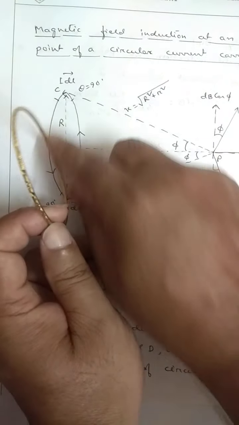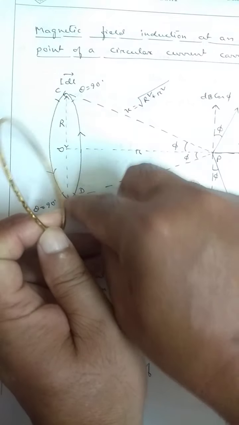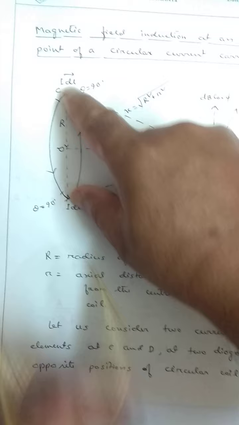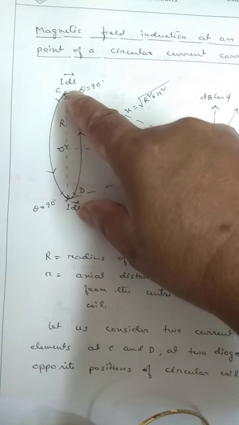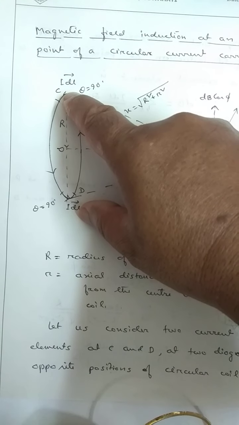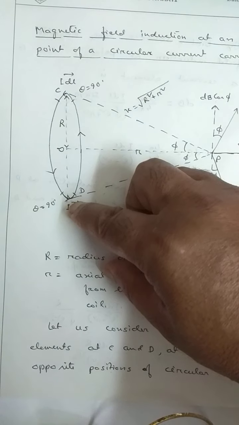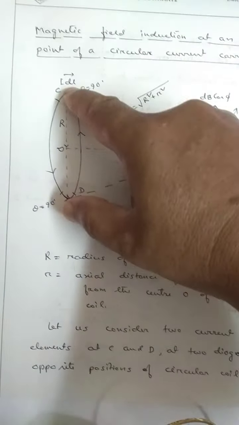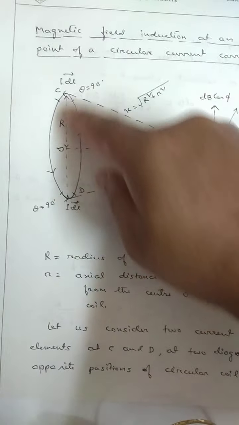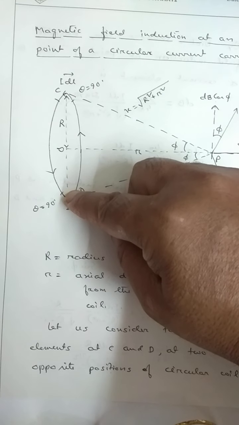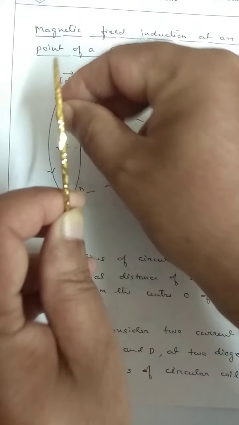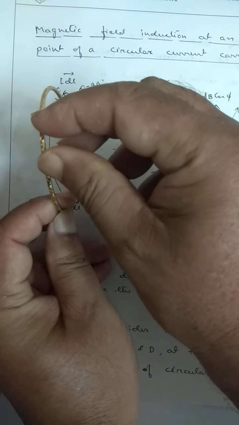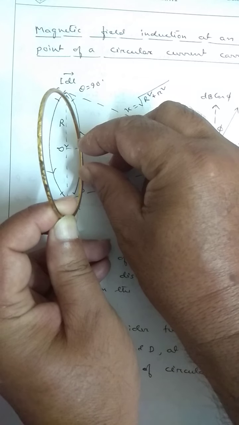In order to apply the Biot-Savart law, I consider two current carrying elements, one at C and one at D, at diagonally opposite ends. That means this is the circular coil, and I consider one current element here and one current element here.